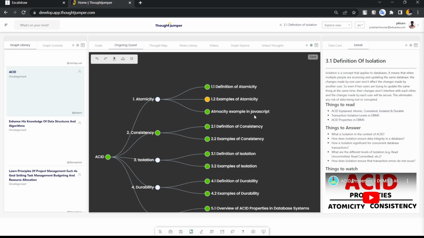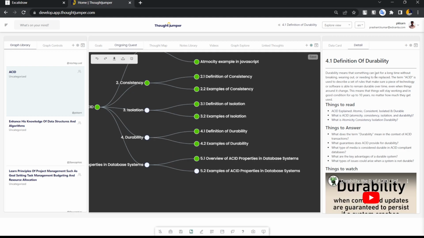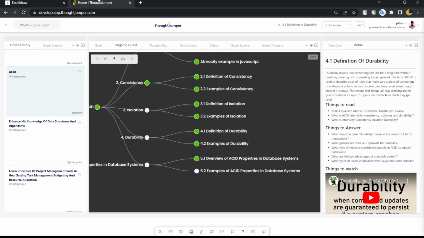And the last but not the least is durability. Durability is like once changes are made, it's permanent. Let's try to understand this by what it says. Durability means that something can last for a long time without breaking, wearing out, or needing to be replaced. It's very simple. So as its name sounds, the term ACID is used to describe the set of rules that make sure a piece of technology or software is able to remain durable over time. Although I have not made any diagram for this, it's pretty simple.